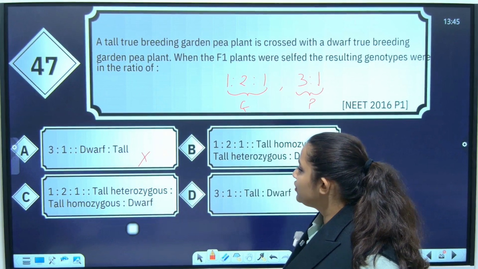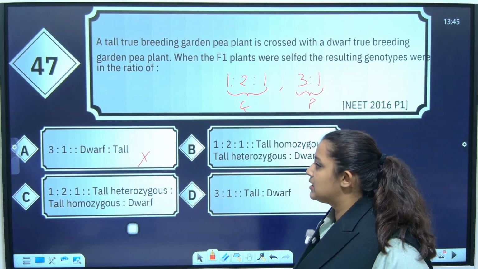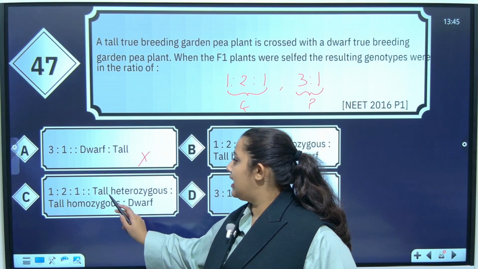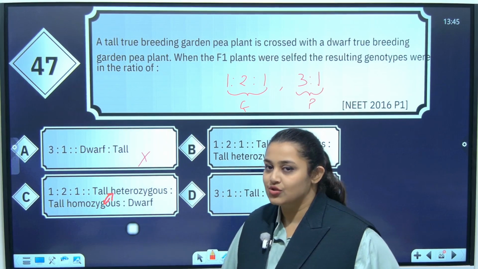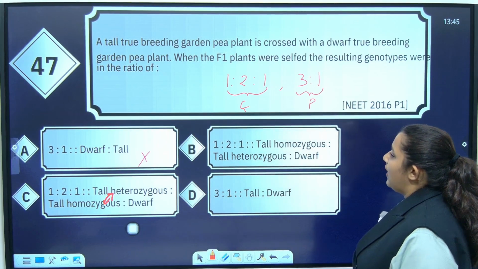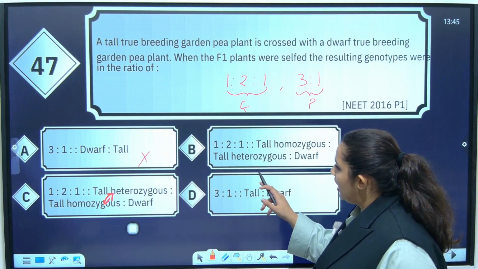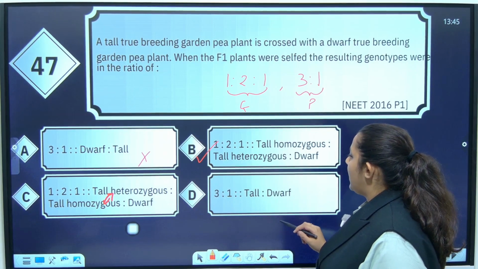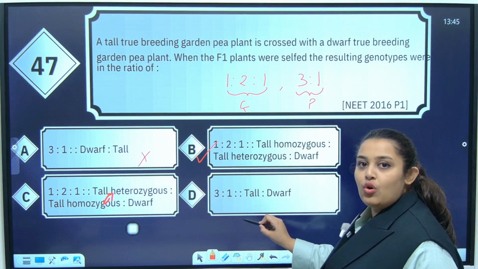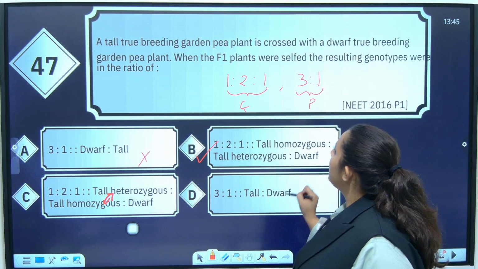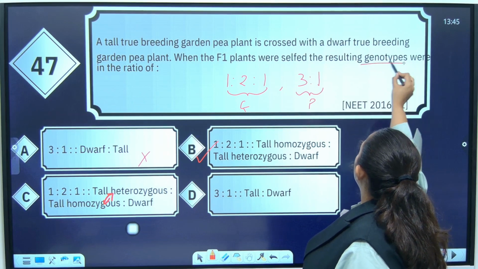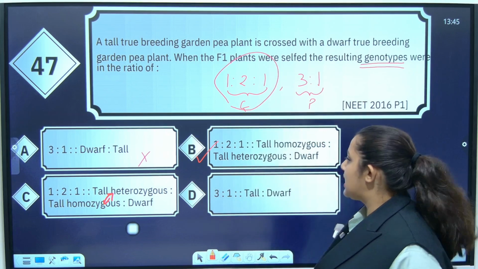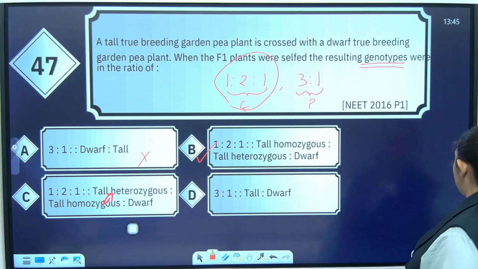No. 1 is to 2 is to 1, tall heterozygous, tall homozygous, and dwarf. So this is incorrect. They are supposed to be exchanged, right? 1 is to 2 is to 1, tall homozygous, tall heterozygous, and dwarf. And this is correct. And 3 is to 1, tall is to dwarf. This could be correct, child. But over here, what are they asking? Resulting genotypes. So this is the ratio we are going for. Is this very clear? So our option is B. Let's go for the next one.